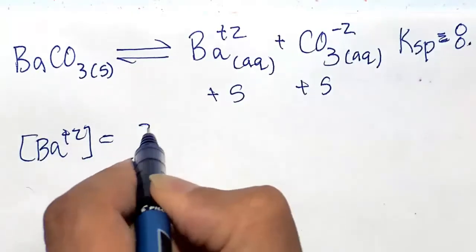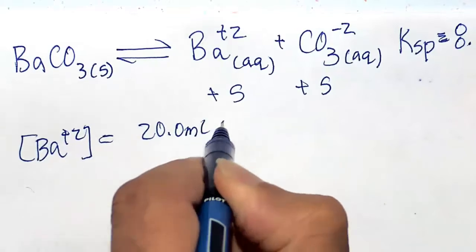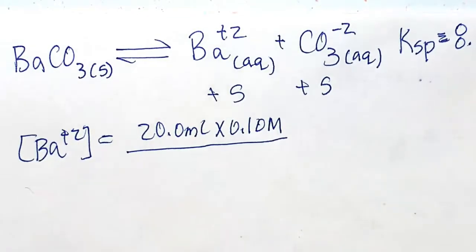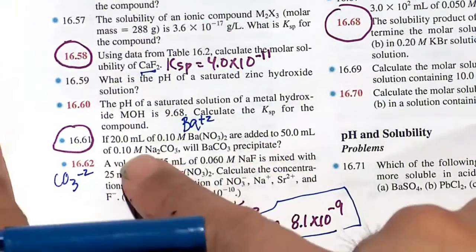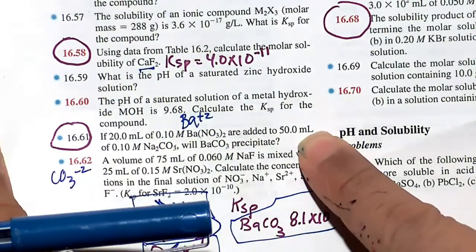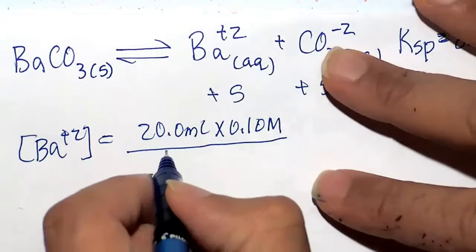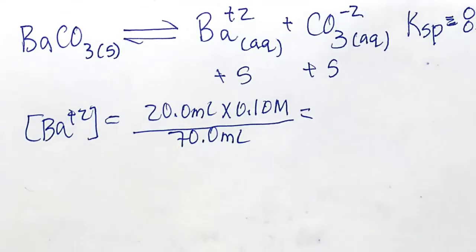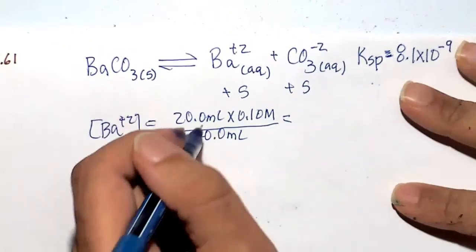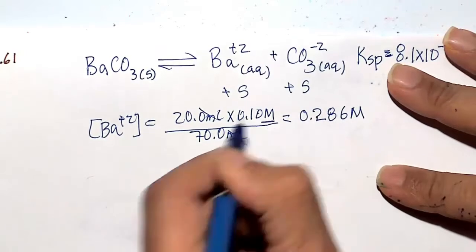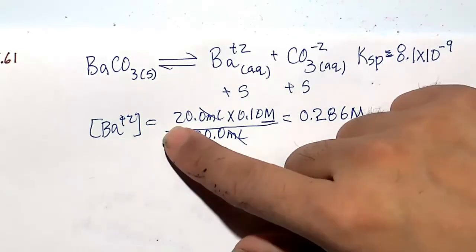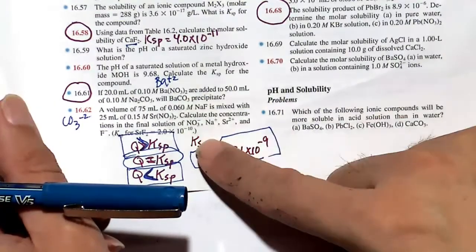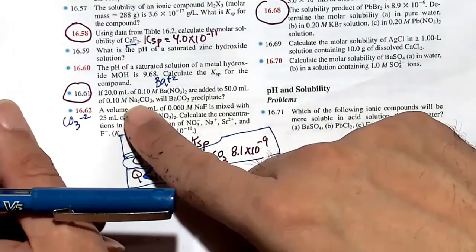Let's figure out the concentration of the barium ion first. According to the problem, we have 20 milliliters, and the concentration is 0.10 molar. The total volume, after we mix these two, is 20 milliliters of 0.1 molar added to 50 milliliters, so 20 plus 50 is 70 milliliters. The mLs cancel, and on this calculator, this will yield an answer of about 0.286 M, that is moles per liter. We're going to do the same thing with the carbonate ion.